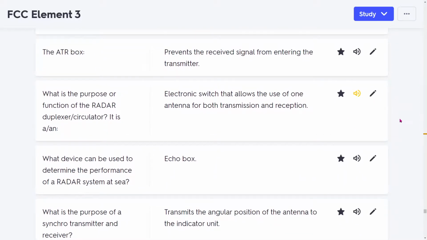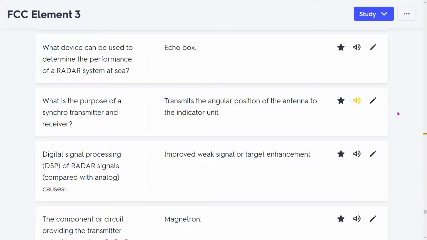What is the purpose or function of the radar duplexer circulator? It is an electronic switch that allows the use of one antenna for both transmission and reception. What device can be used to determine the performance of a radar system at sea? Echo box.